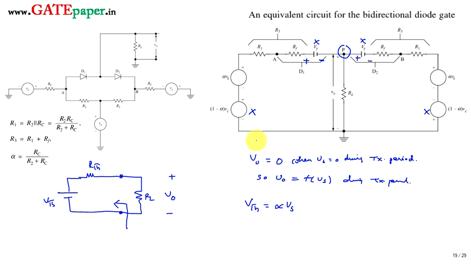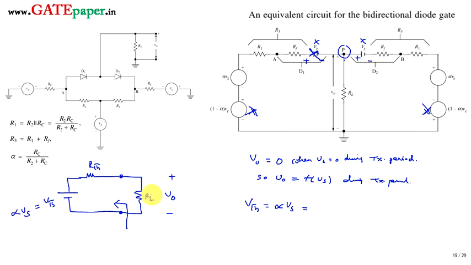Because this is not having any effect, it can be replaced with a short circuit. This also can be replaced with a short circuit. By that time the node voltage is going to be exactly equal to alpha Vs at any point of time, with respect to this parallel path. So VTh is equal to alpha Vs. So you can replace it as alpha Vs.